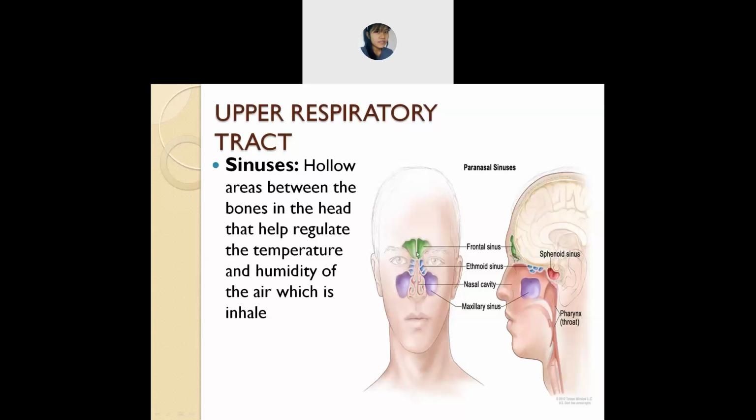When it enters inside this hole, what happens? The air which comes from outside, they will make it humid. I mean the temperature. They will make the temperature balanced. They will make the temperature tolerable, so that you will be able to breathe in peacefully, in a nice way, in a proper way. So the sinuses, they will help you in that.